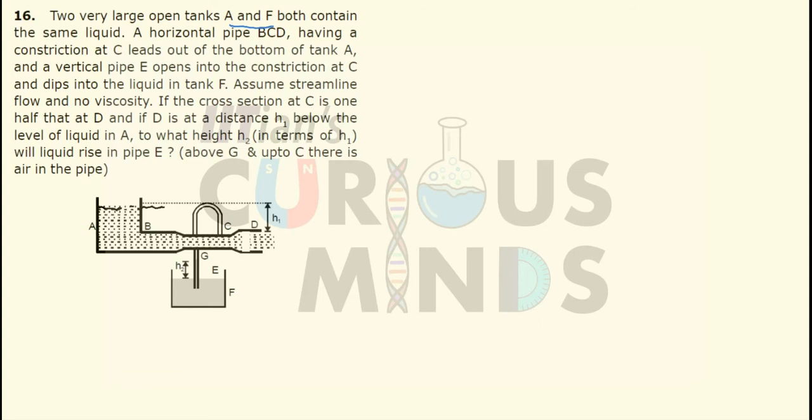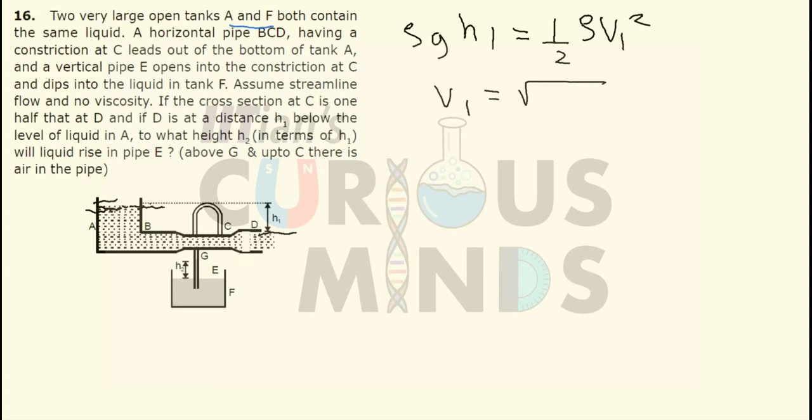Whatever is the energy at this line, the same energy will be at this point. So the energy at the point, whatever the cross section over here, rho g h1 will be equal to half rho v1 square. So v1 is equal to root 2 g h1. That is the velocity at point D.